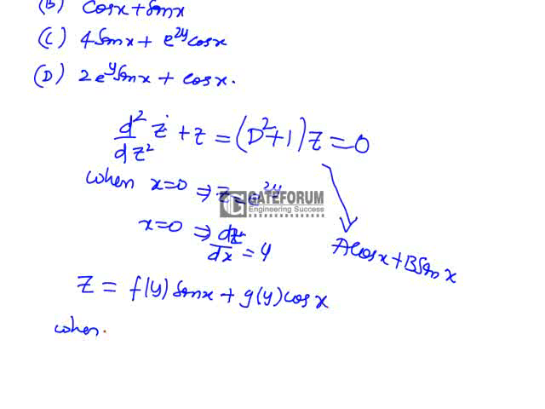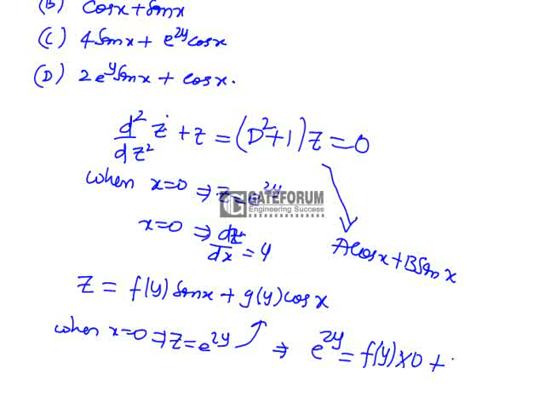When x is equal to 0, z is equal to e power 2y. Substitute here. Okay, z is equal to e power 2y. So e power 2y is equal to f of y into sin x, sin 0 is 0, plus g of y cos 0 is 1. So I can write from this g of y is equal to e power 2y.